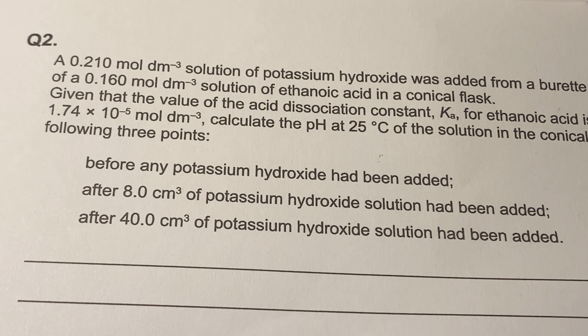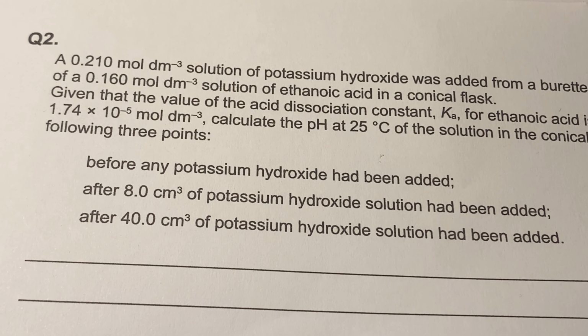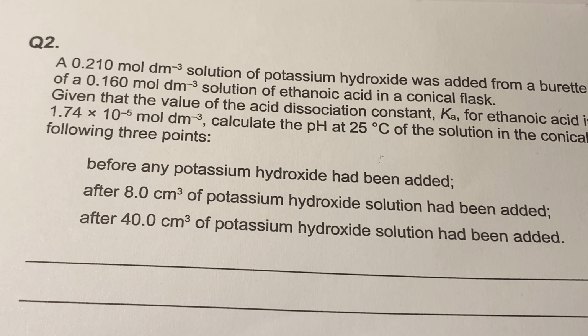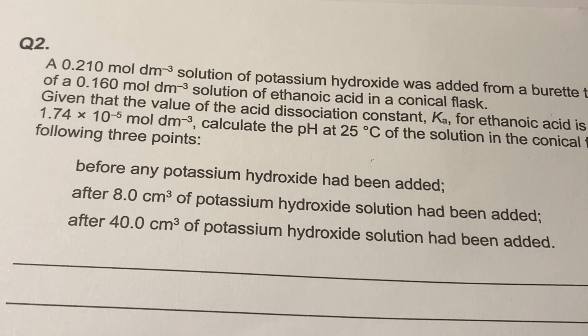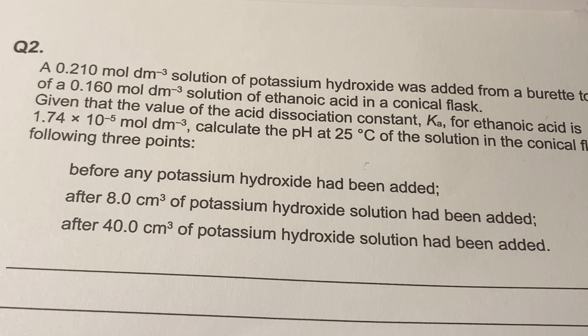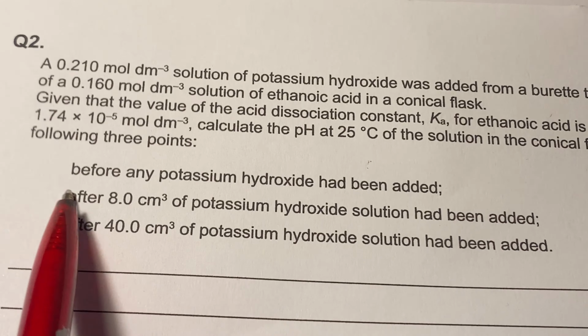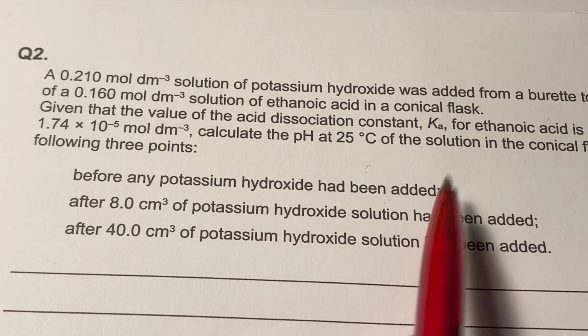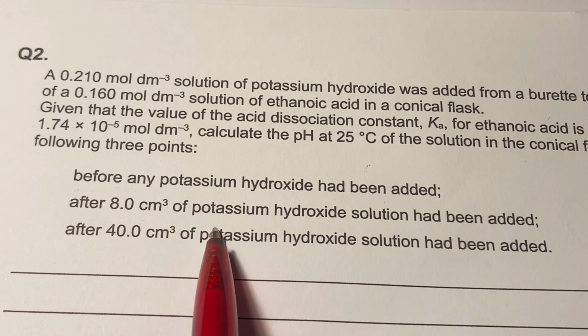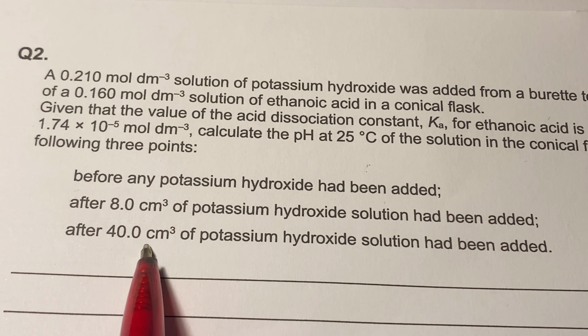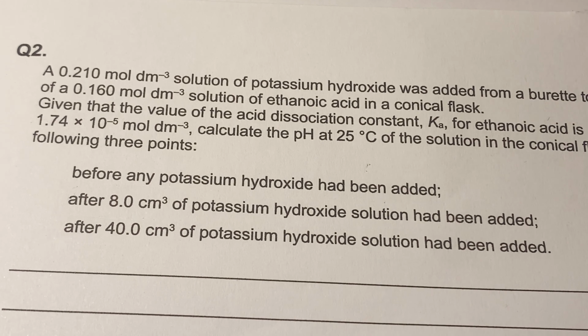It says 0.210 mol dm^-3 solution of potassium hydroxide was added from a burette to 25 cm^3 of 0.1 mol dm^-3 solution of ethanoic acid. Given that the value of the acid dissociation constant Ka for ethanoic acid is 1.74 × 10^-5, calculate the pH of this solution in the conical flask at the following points: before any potassium hydroxide is added, after 8 cm^3 of potassium hydroxide added, and after 40 cm^3 of potassium hydroxide added.